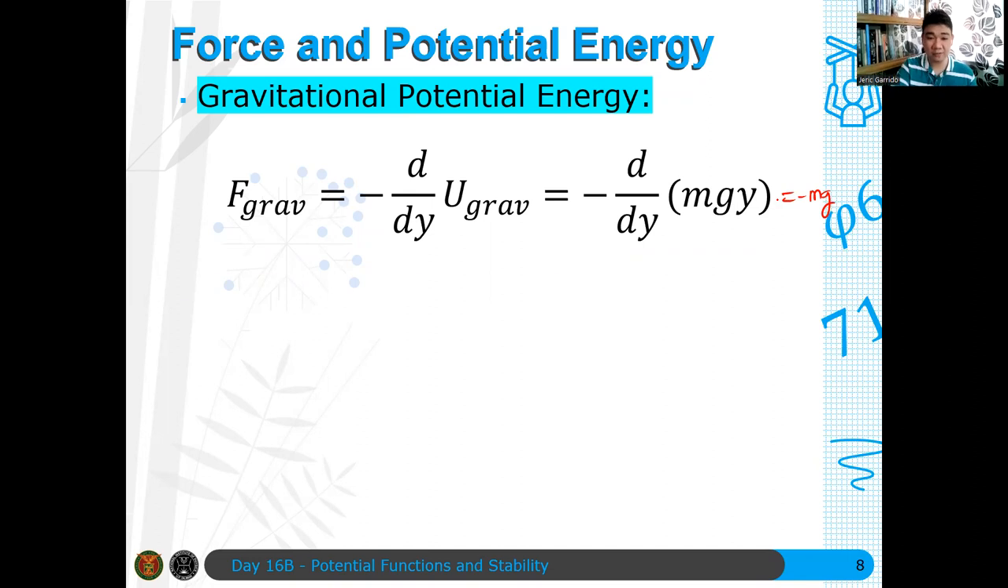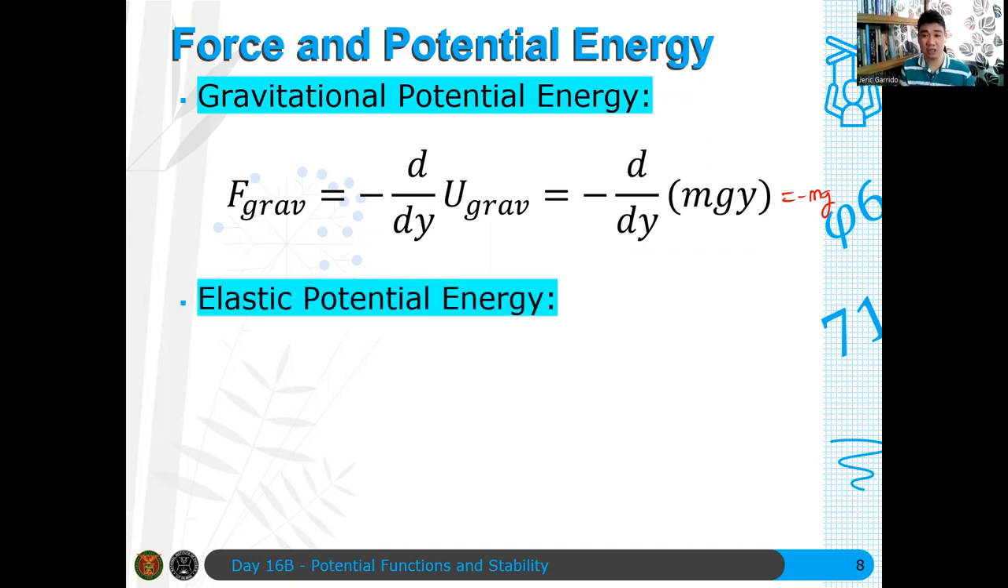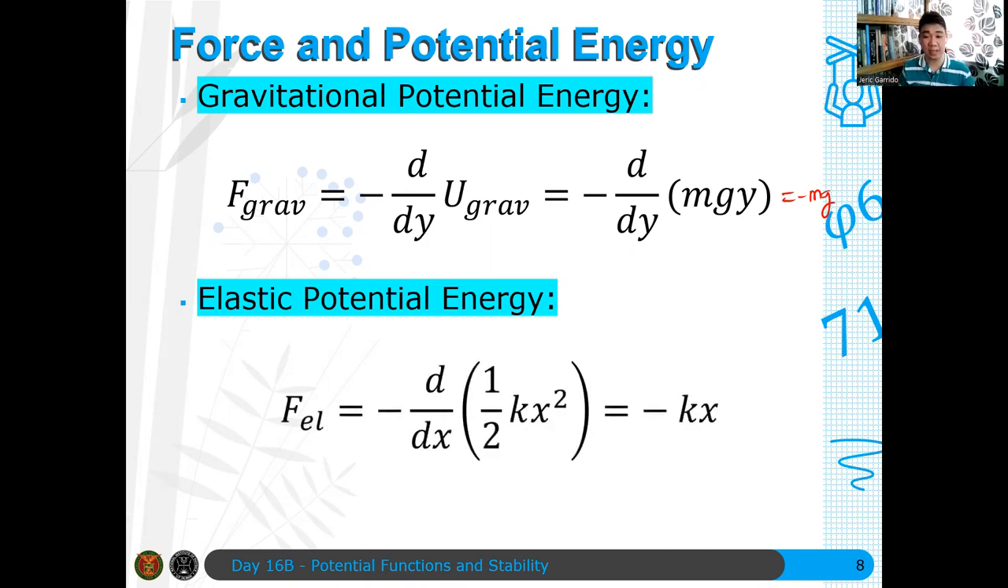Now, same thing with elastic potential energy. Again, for elastic potential energy, the energy is 1/2 kx squared. When you differentiate with respect to x, it's now equal to negative kx, which is the force due to a spring.